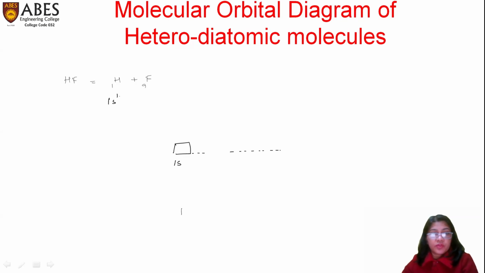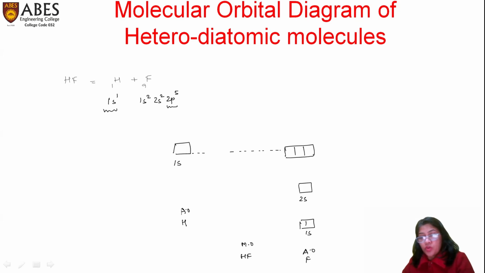Let's write the configuration of the atoms. Hydrogen is 1s1, and fluorine is 1s2, 2s2, and 2p5. So the energy of the 1s orbital is somewhere near the energy of the 2p orbital of fluorine. Since the electronegativity difference is quite high between hydrogen and fluorine, here it forms 2p orbital, 2s, and this is 1s. This is the atomic orbital of fluorine. This is the atomic orbital of hydrogen. And in the center, we'll be preparing the molecular orbital of HF.